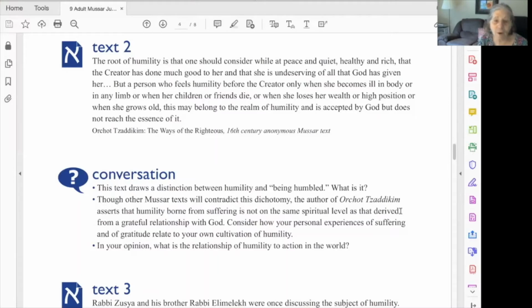We explore our sense of humility born from suffering. And is that the same as when we have a grateful relationship with God and experience humility under that heading? And what have we experienced in our lives in terms of suffering and gratitude? This would lend itself well to a smaller group discussion where people can share more intimately the experiences in their lives regarding suffering and gratitude and the practice of humility. And finally, for large group discussion, in your opinion, what is the relationship of humility to action in the world?